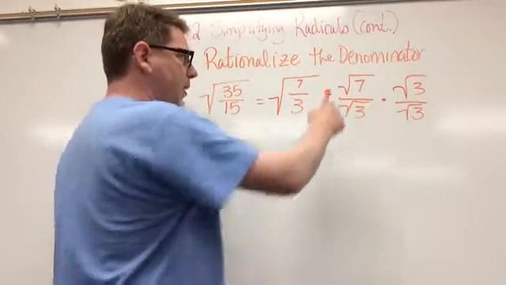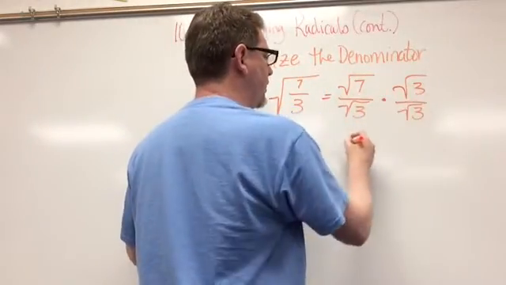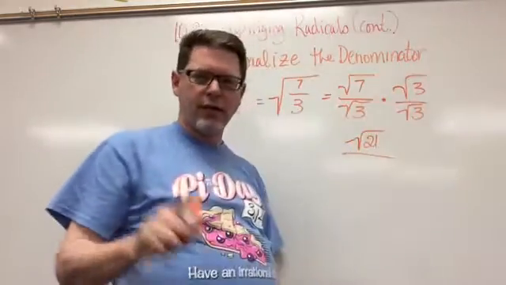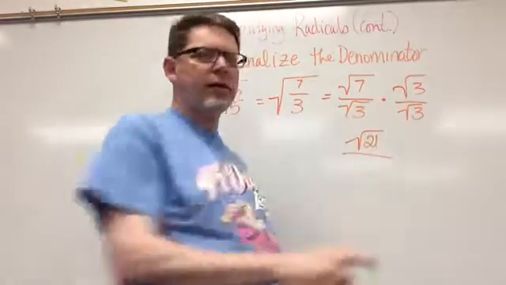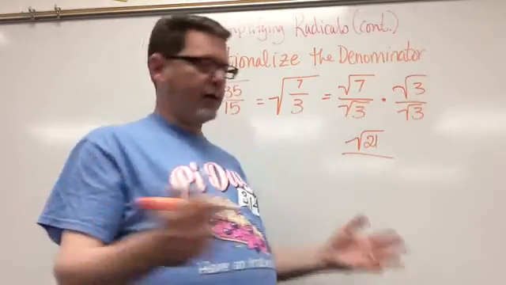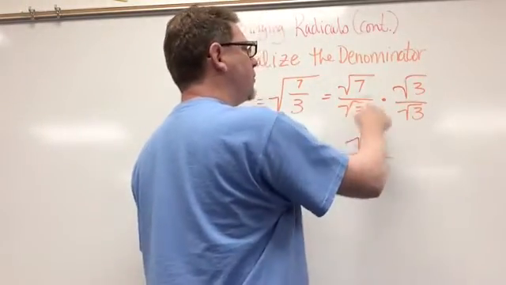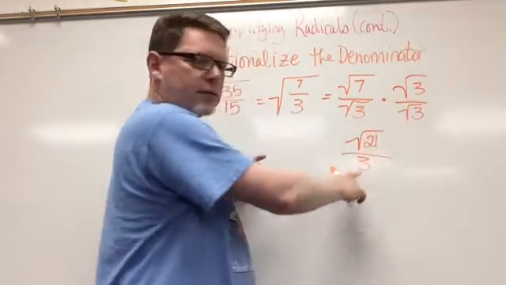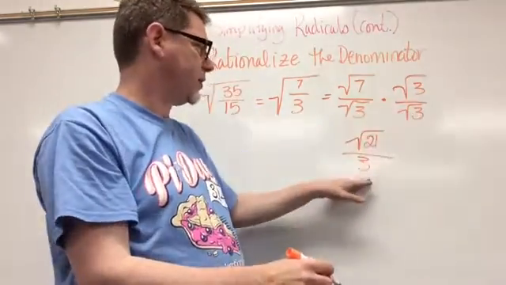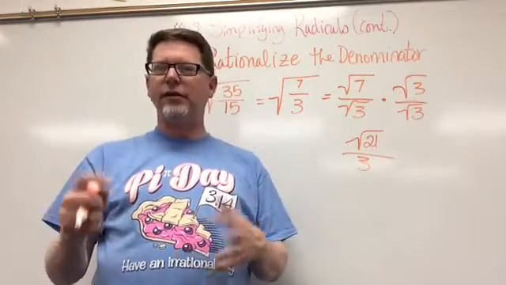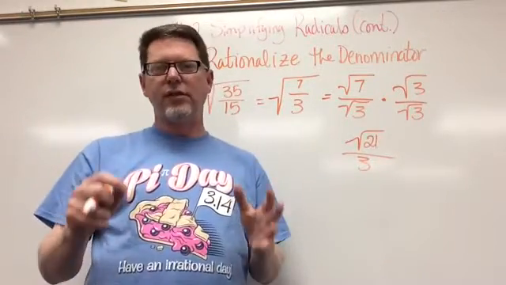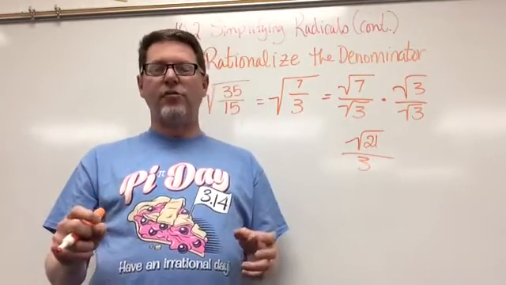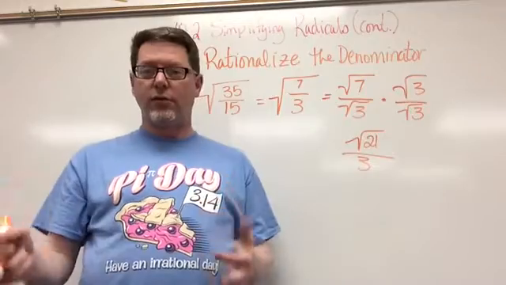So then when I multiply, the square root of 7 times the square root of 3 is the square root of 21. And then the square root of 3 times the square root of 3, here's the tricky part. That's actually the square root of 9, but what's the square root of 9? 3. So when you have a square root of a number times the square root of itself, the answer is just that number. So the square root of 3 times the square root of 3 is 3. The square root of 7 times the square root of 7 is 7. The square root of 15 times the square root of 15 is 15. The square root of 6,923 times the square root of 6,923 is 6,923.